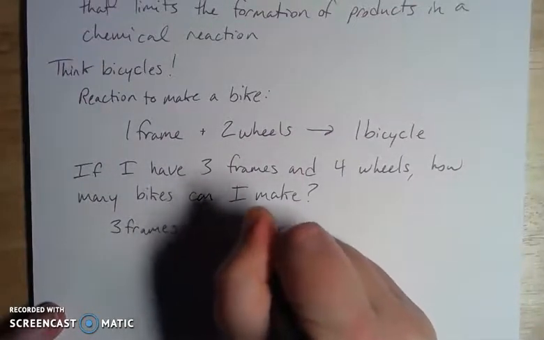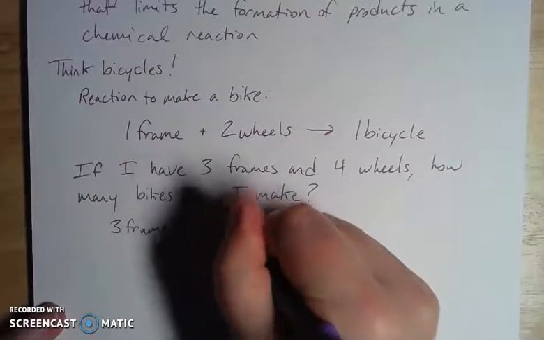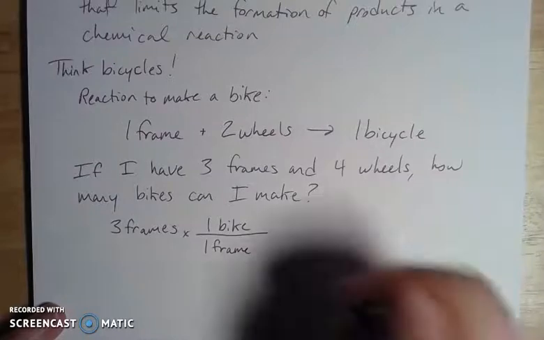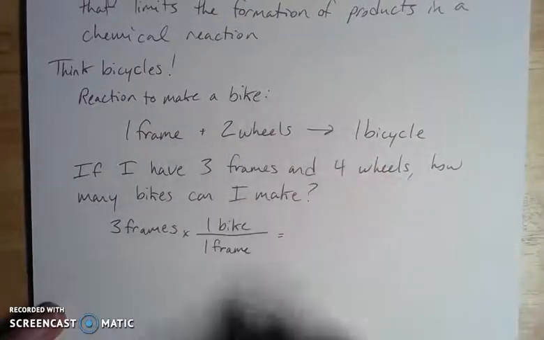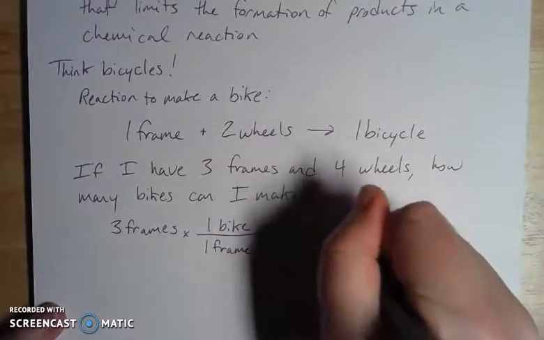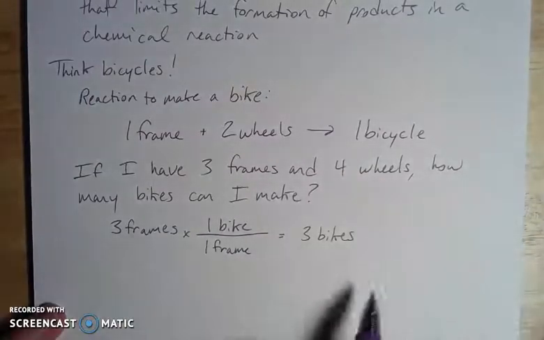and I have a ratio of one frame that gives me one bike, right? Because here's my chemical process, it's a 1-to-1 ratio. Then that means that with those three frames, if I had as many wheels as I could possibly have, that would give me three bikes. That was your thinking for the first part.